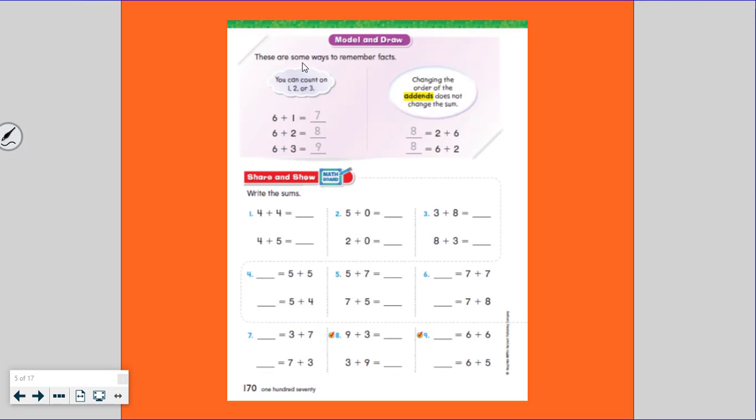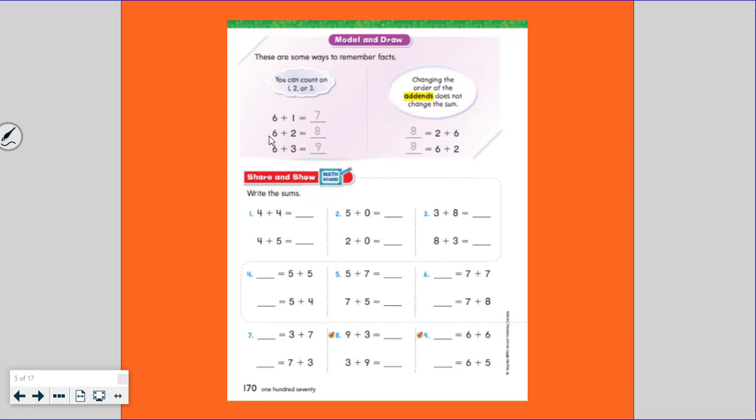So it says model and draw. There are some ways to remember facts. Remember, our essential question is, what are some ways to remember sums? So here's some ways to remember sums, right? Ways to remember facts. You can count on 1, 2, or 3. Okay, so if you know 6 plus 0 is 6, we can count on. So 6 plus 1 is 1 more. So we can say 6, 7, right?